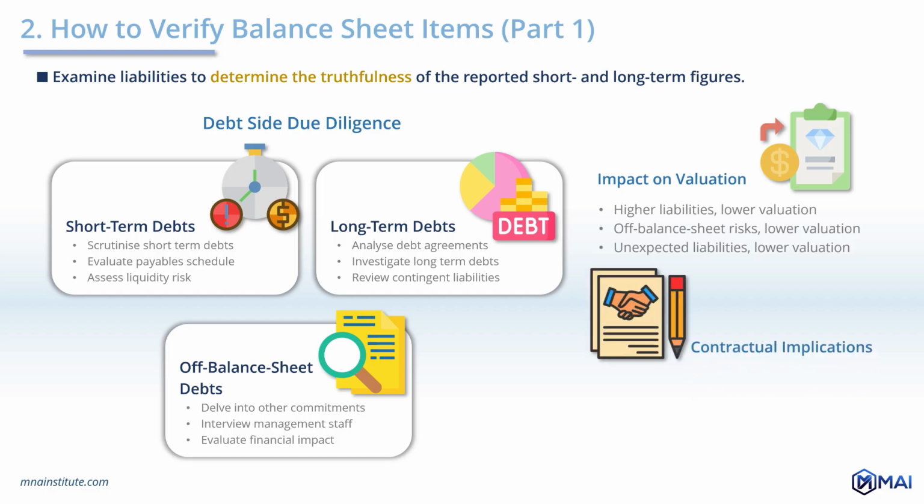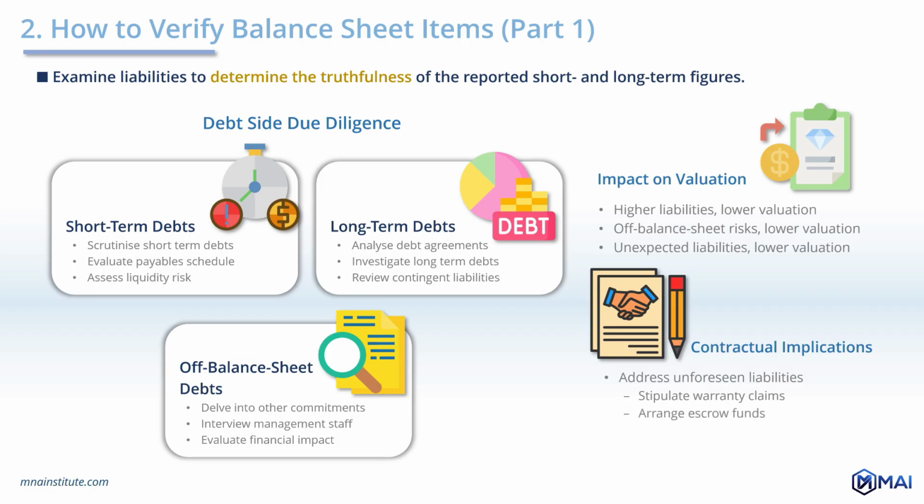Contractual implications. Contracts should include clauses to address those eventualities in case you uncover liabilities not previously identified. It could involve the following. Warranty claims. Stipulate that the seller is responsible for any undisclosed liabilities that emerge within a specified time frame.